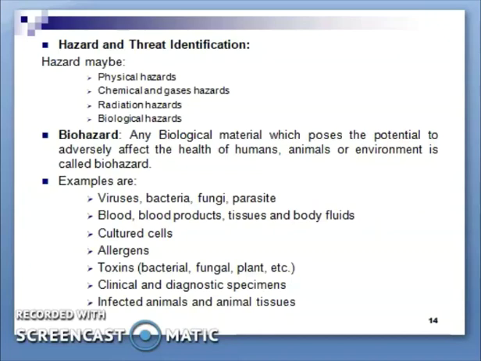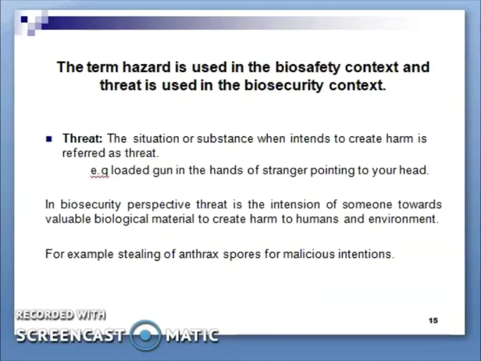Amongst the bacterial toxins is tetanospasmin. The fungal toxins include aflatoxins produced by Aspergillus flavus. The plants produce many toxins which are called phytotoxins. Clinical and diagnostic specimens are examples of biohazards. Similarly, infected animals and animal tissues are examples of biohazards.